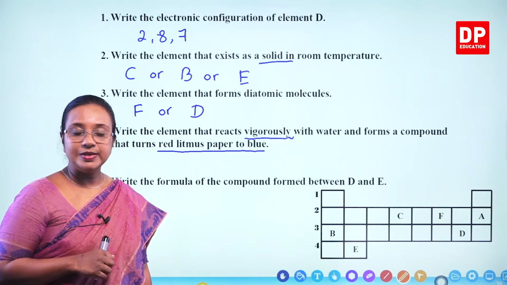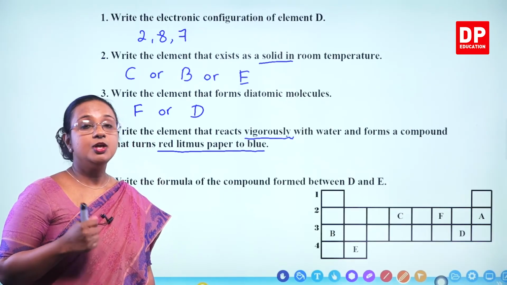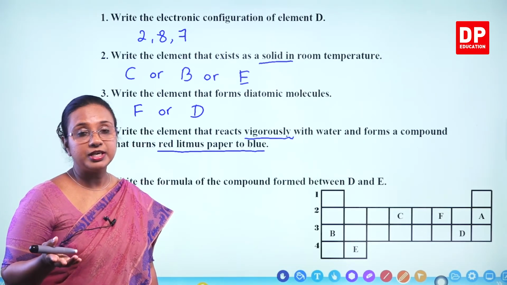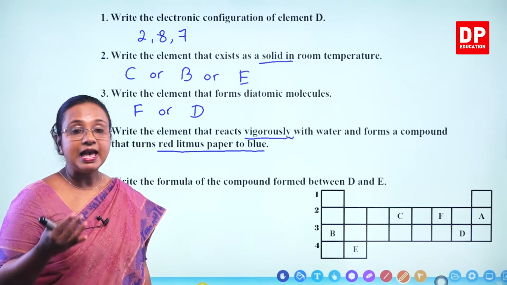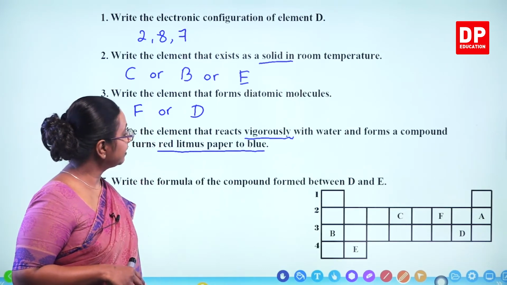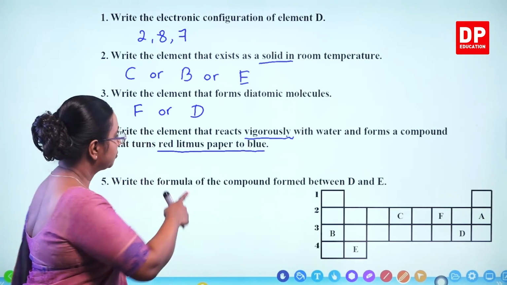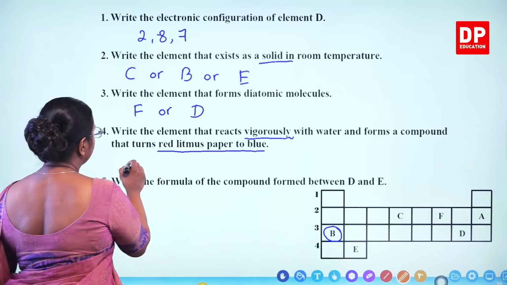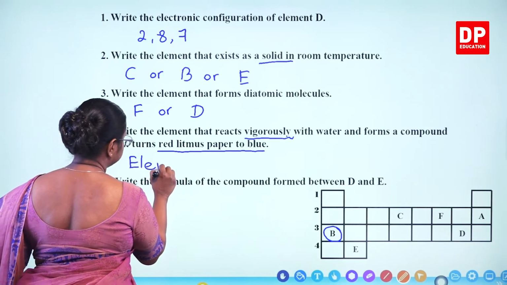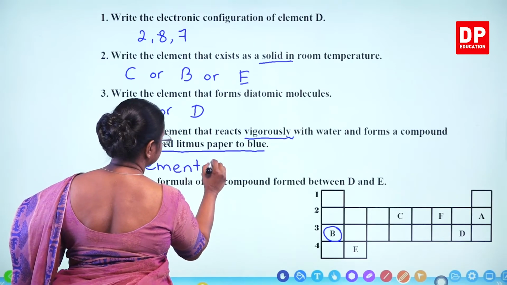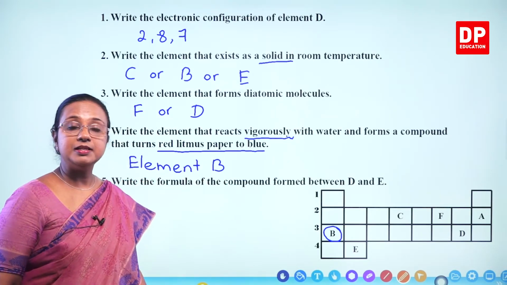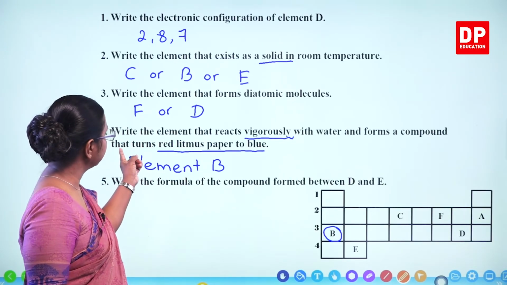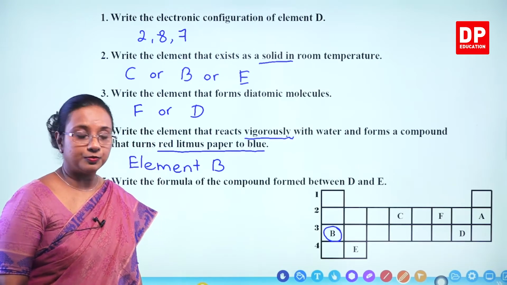Out of the activities we did, you can remember very well, sodium reacts vigorously with water and it forms sodium hydroxide, which is a base, and bases turn red litmus paper to blue. So here element B is sodium. So you have to write element B. That is the element that reacts vigorously with water and forms a compound that turns red litmus paper to blue.